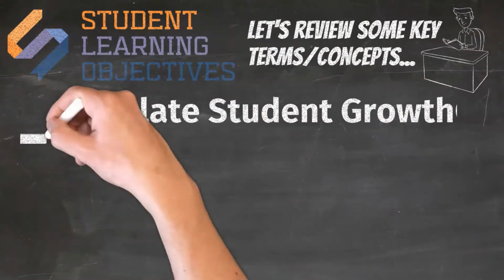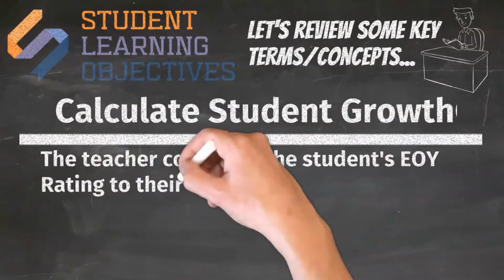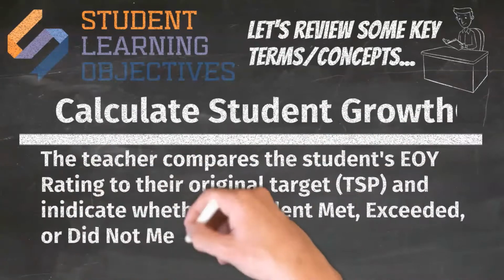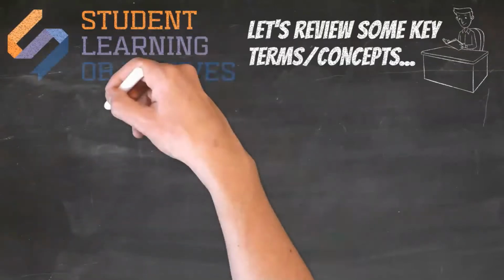To calculate student growth, the teacher will compare the student's end-of-year rating to their original target, the TSP rating, and indicate whether a student met, exceeded, or did not meet the teacher's expectation set at the beginning of the year. This is the student growth calculation that will end up in the teacher's T-TESS summative evaluation.